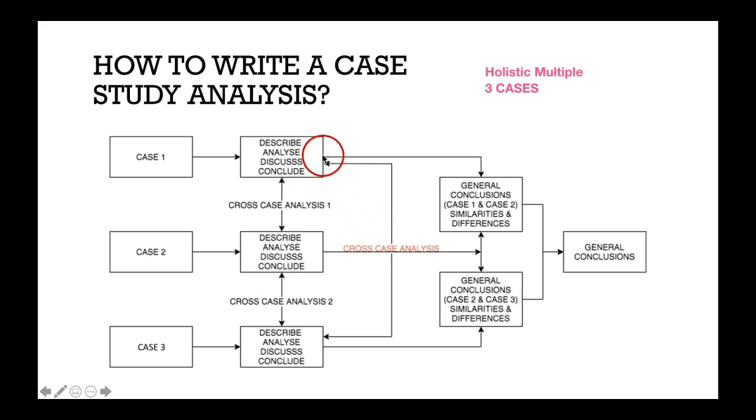Then you come up with the general conclusion on case 1 and case 2. You come up with the general conclusion on case 2 and case 3. You come up with the general conclusion on case 1 and case 3. So you have 3 different general conclusions as well. And then you come up with the overall general conclusion on these 3 cases.